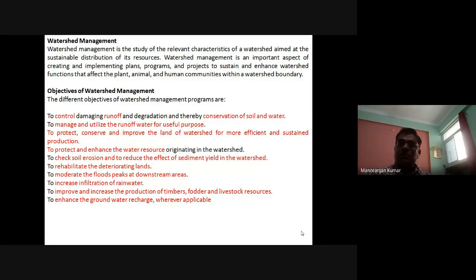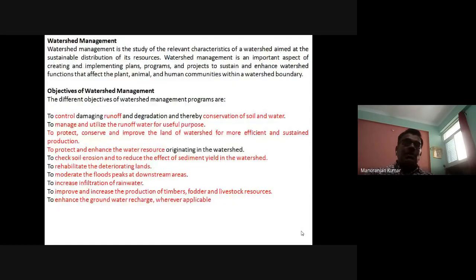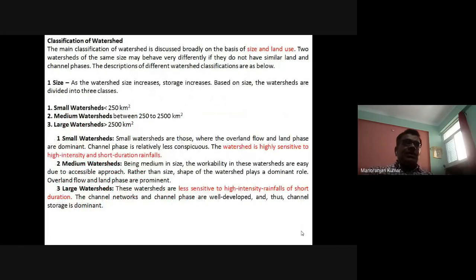If you conserve the water and the soil, then ultimately vegetation will grow, and production of timber, fodder, and livestock resources will increase. It also enhances groundwater recharge: it reduces the runoff, so it will enhance the groundwater recharge. So these are the objectives of watershed management. Now we will see the classification of watersheds.